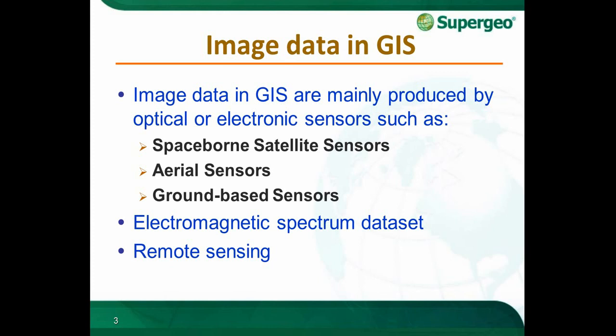The image data in GIS are mainly produced by optical or electronic sensors, such as spaceborne satellite sensors, where we put the sensors on the satellite and launch it into space to collect the data for us. And also aerial sensors, which you could easily explain as an aerial camera taking aerial photos for us, and some ground-based sensors. All the data sets in GIS, which could be called raster data sets or image data sets, are basically composed of electromagnetic spectrum data, which have different bands in the spectrum.